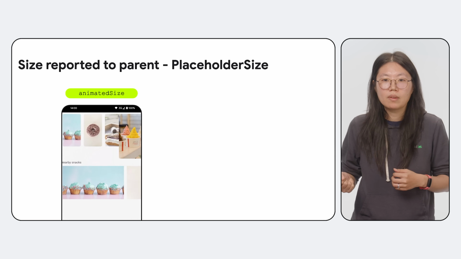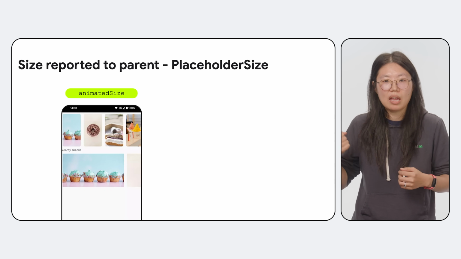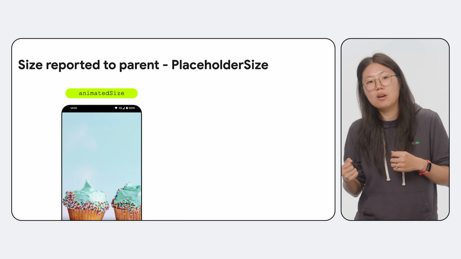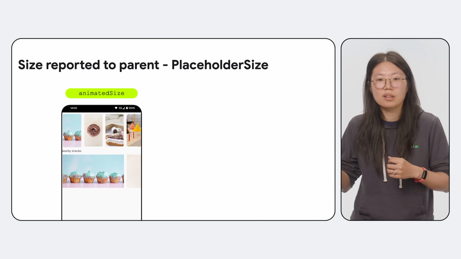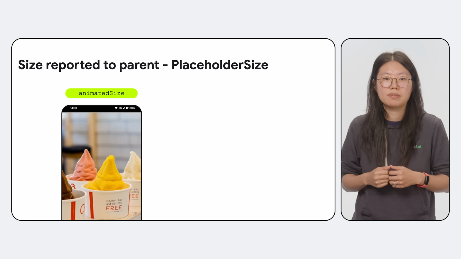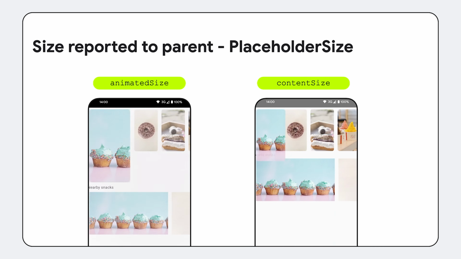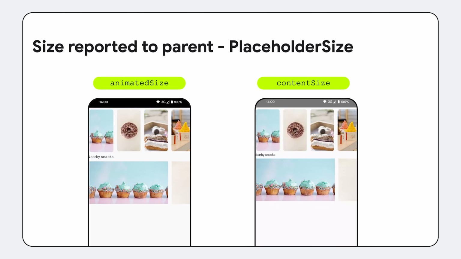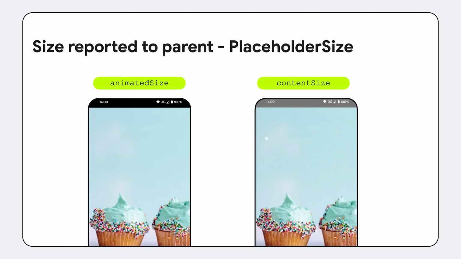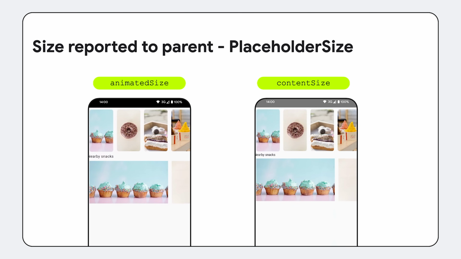In this demo, the parent layout sees the SharedElement's animated size. It resizes itself and moves the other items in the list out of the way in response. It's a good contrast to the behavior on the right, where the SharedElement reports to the parent its target size. The size reporting can be customized as placeholder size for each shared content.